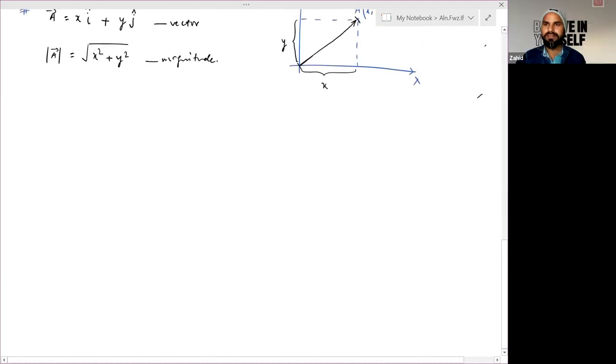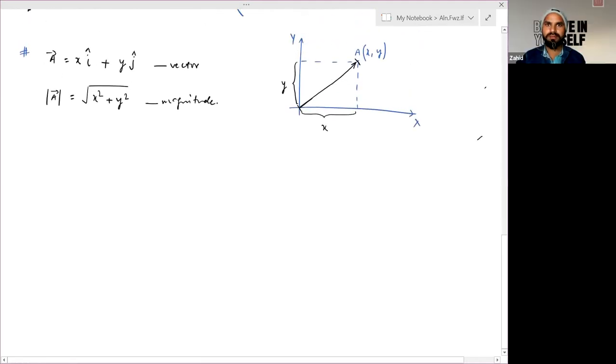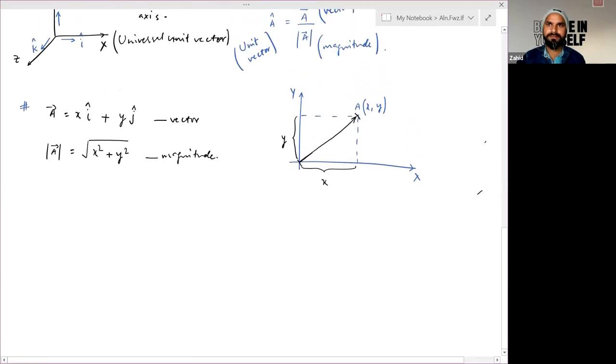In last class, we started vector. I'm just going through it in brief, just one minute.